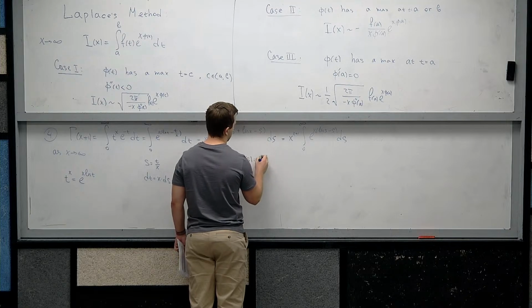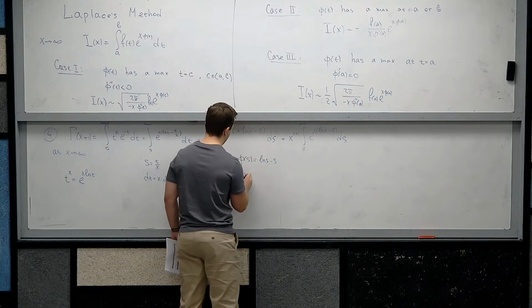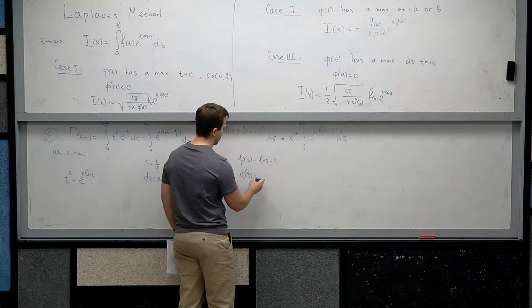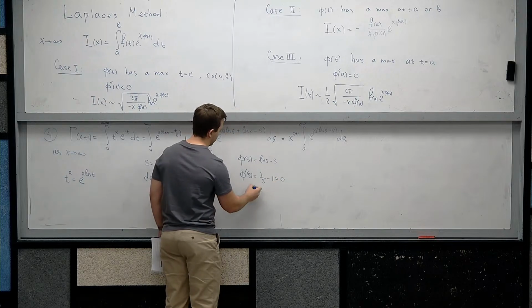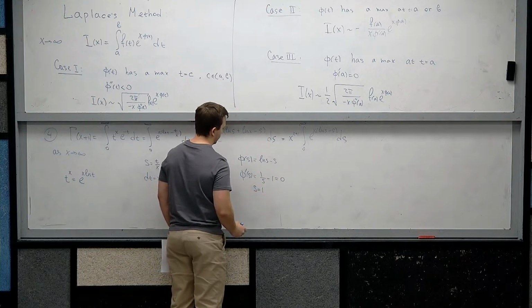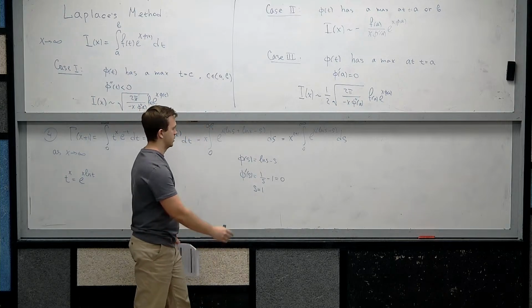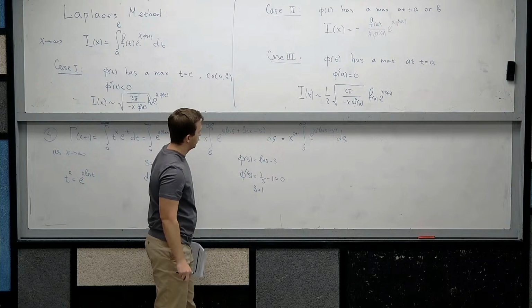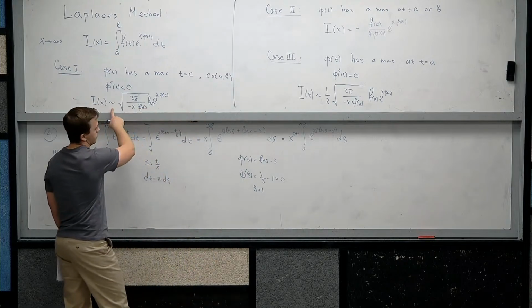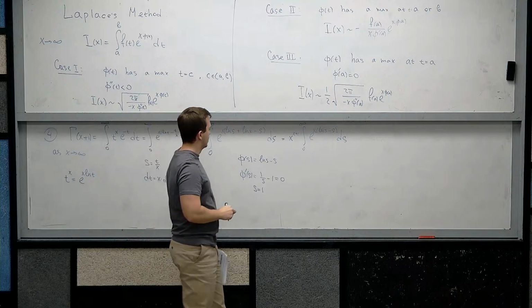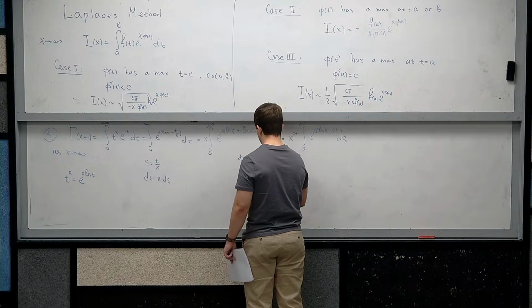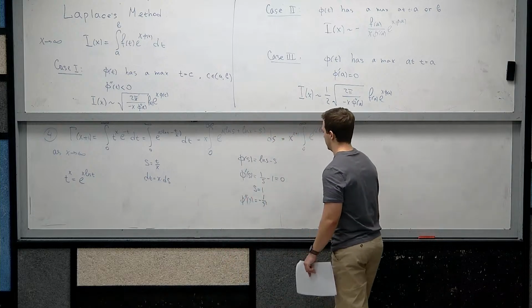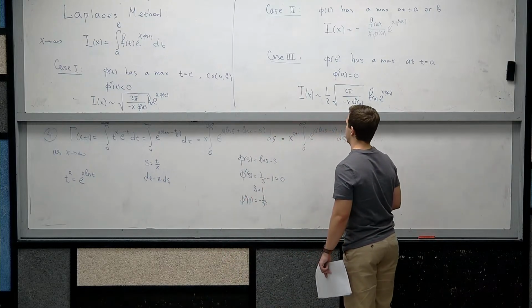Phi of s = ln s − s. I want to find the maximum of this. So 1/s − 1 = 0, so the maximum is at the point s = 1, which is inside the domain. Therefore this is the first case. And the second derivative is −1/s², which is negative at this point.